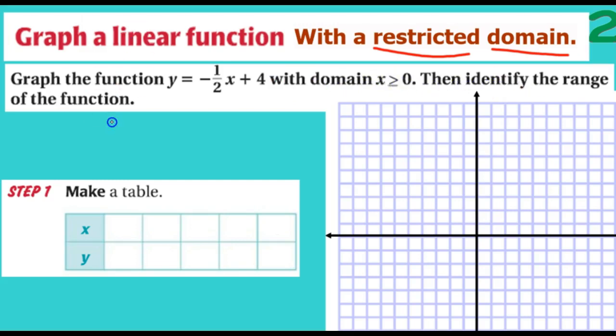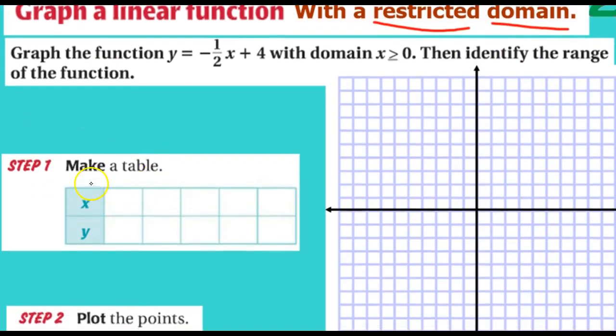Then identify the range. So if I make a table, my domain, or my x, cannot be less than 0. It has to be greater than or equal to 0. So I'm going to put 0, 1, 2, 3, and 4.